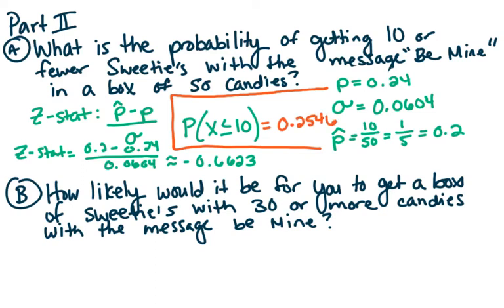And so the probability of getting fewer than 10 out of 50 candies would be about 25.46%.